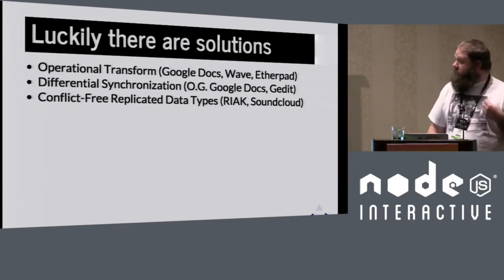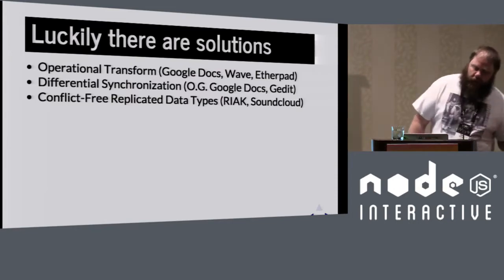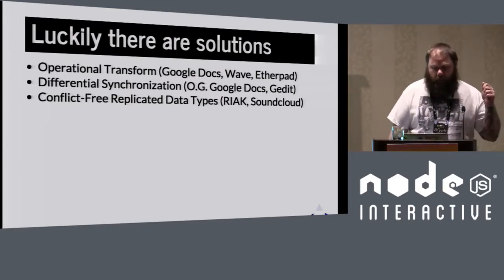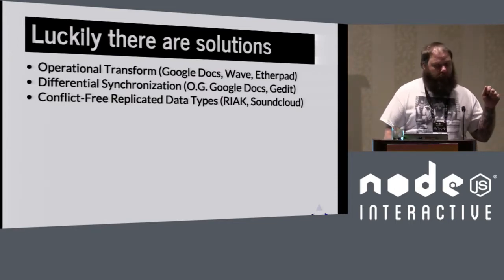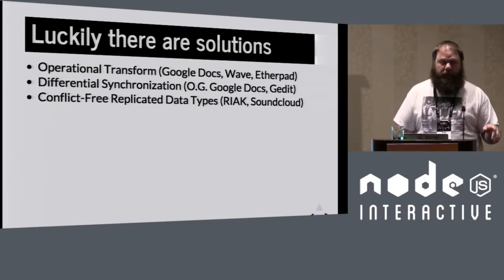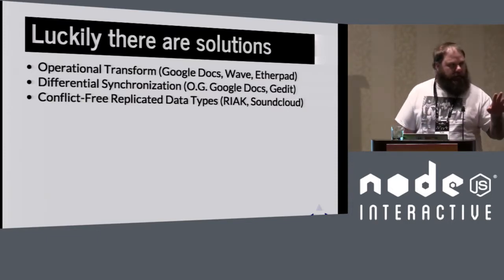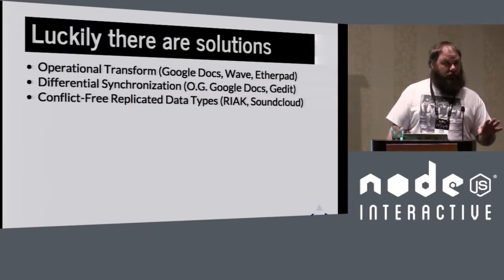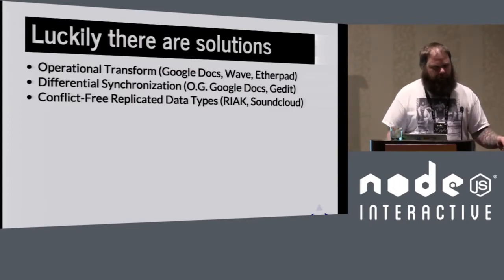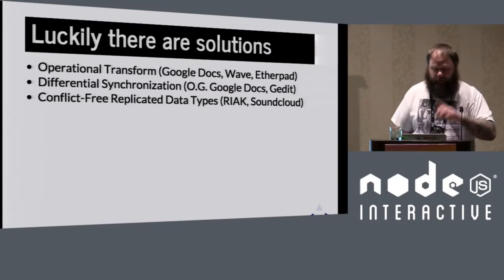So luckily there are a bunch of solutions to this problem. There's a couple of very well-known algorithms. There's operational transform, which is what Google Docs currently uses. Google Wave really popularized it though. And Etherpad also uses it, which is a sort of Google Docs predecessor or clone. Google actually bought the company that made it, hired the staff, then open sourced the software, and that staff went on to make the new version of Google Docs.